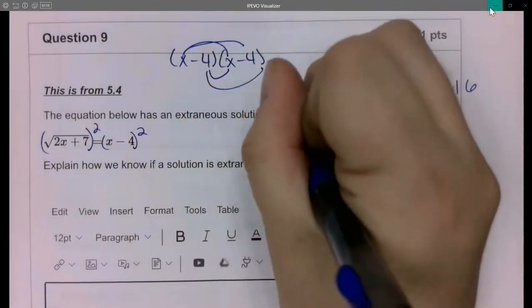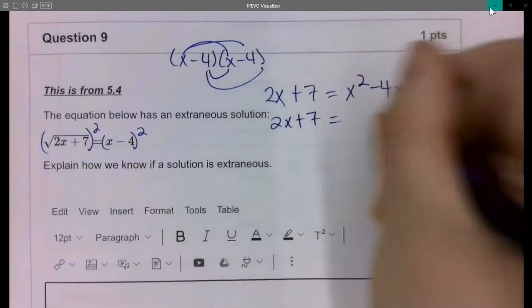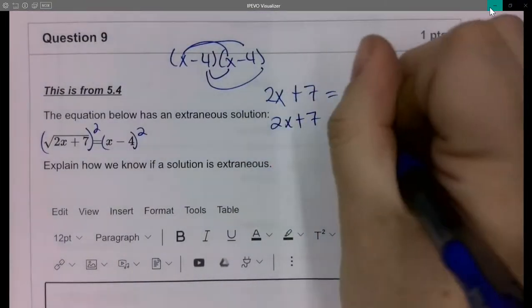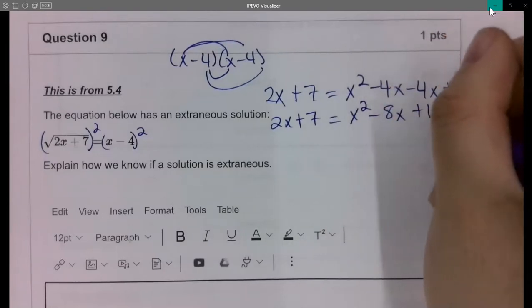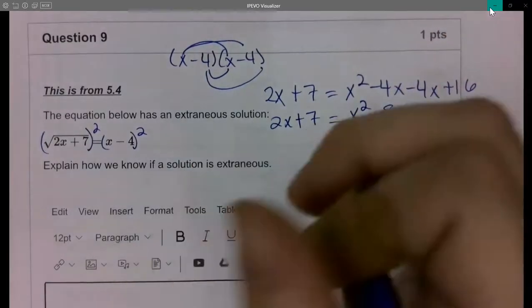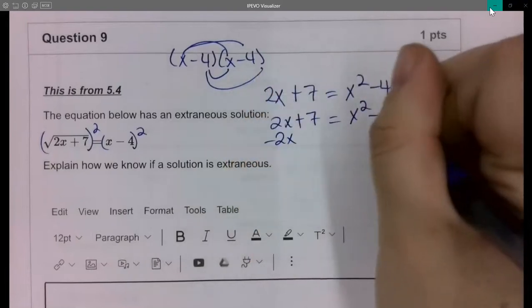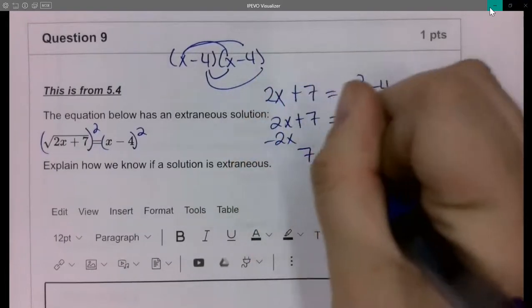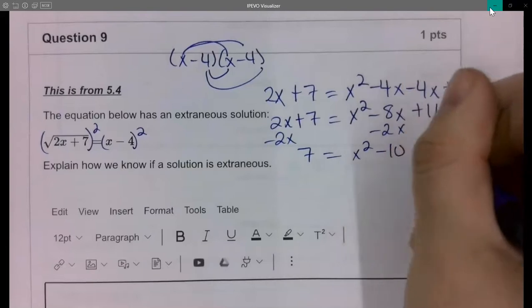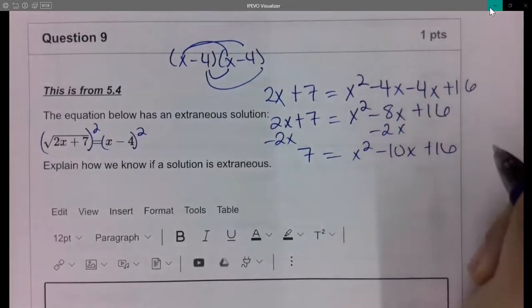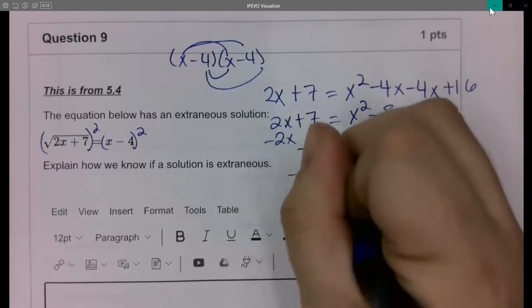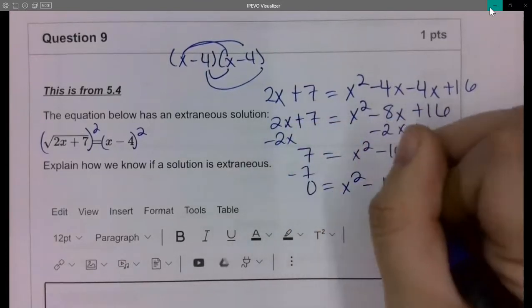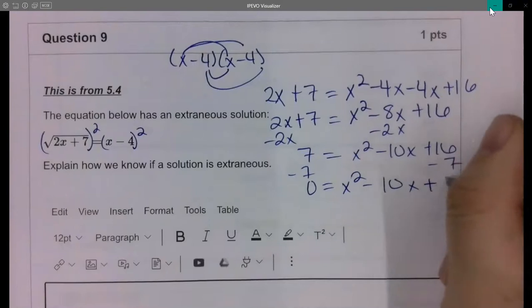Then I have 2x plus 7 equals, I want to combine like terms on my right side. So I have x squared minus 8x plus 16. I want to subtract 2x on both sides. I have 7 equals x squared minus 10x plus 16. I want to subtract the 7 over. I get x squared minus 10x plus 9.